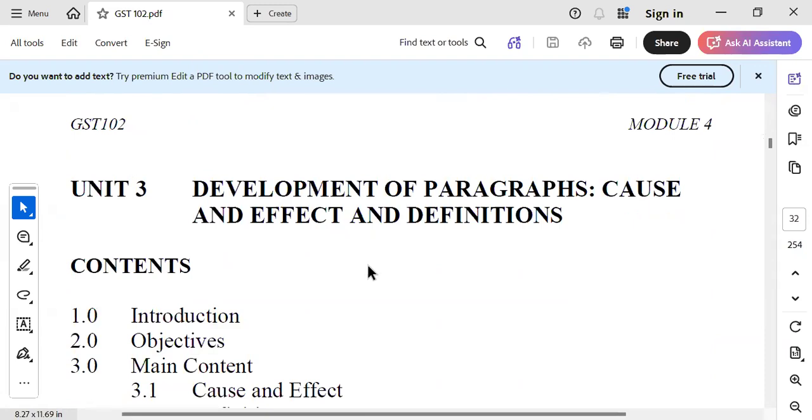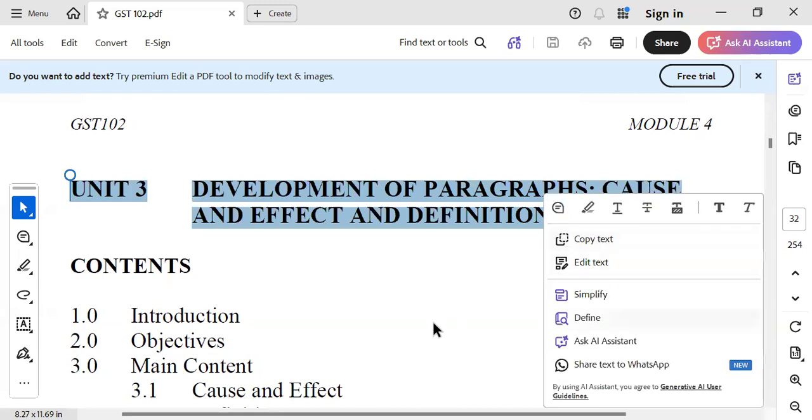I love this method. So we're going to talk a lot in that next class, and you will enjoy it. So put it in mind, guys. You may read ahead so that you understand what we do in that class, developing your paragraphs using cause and effect and definitions.